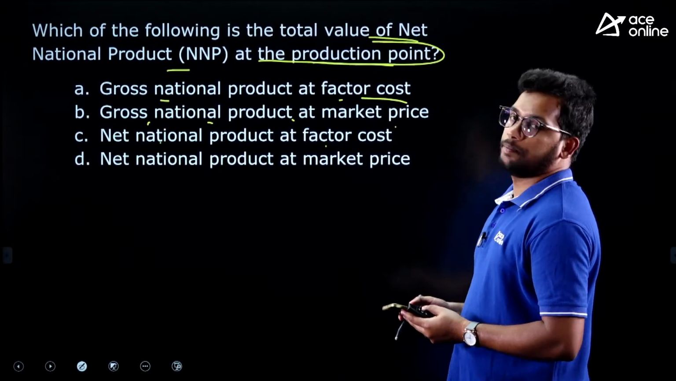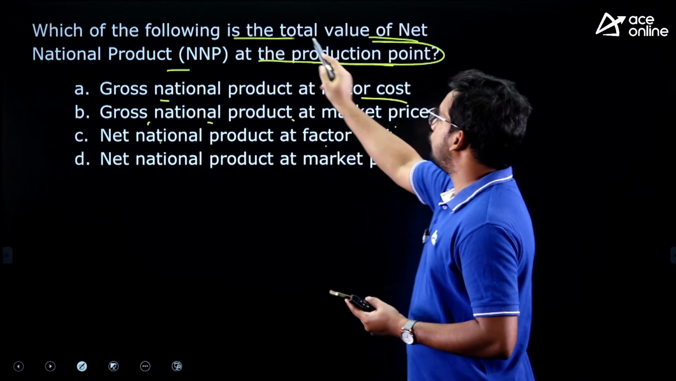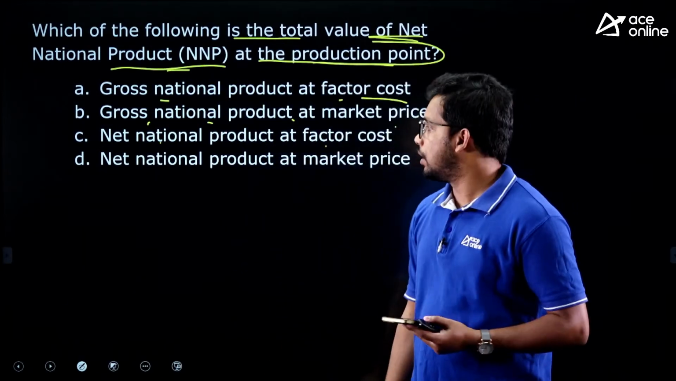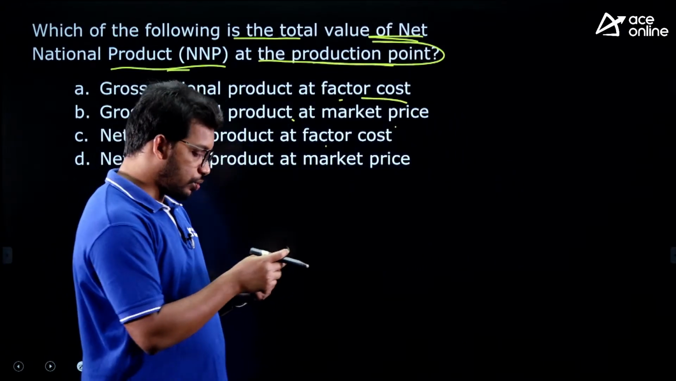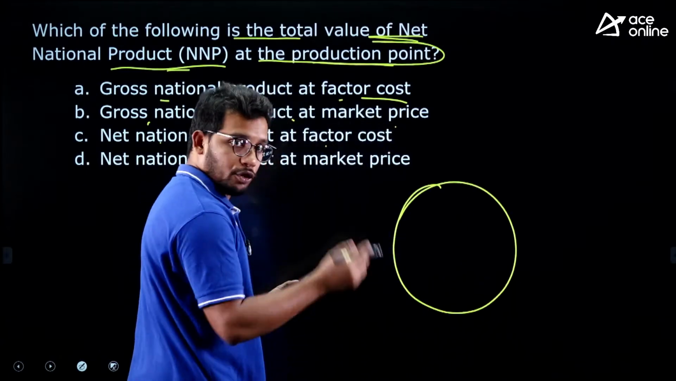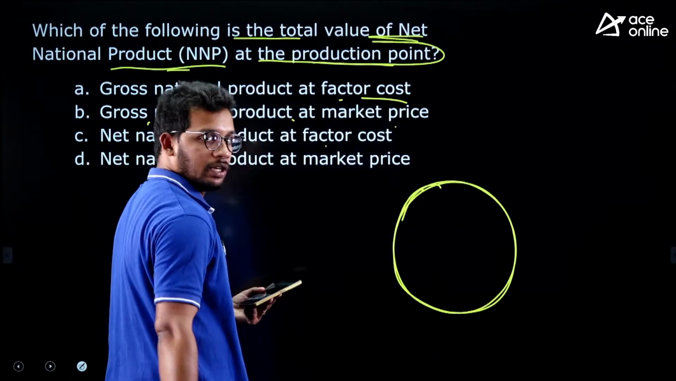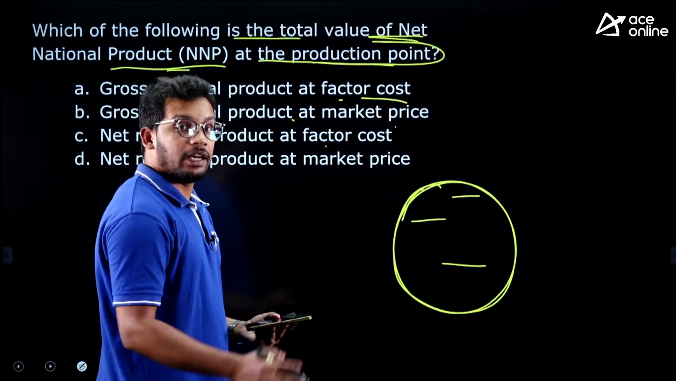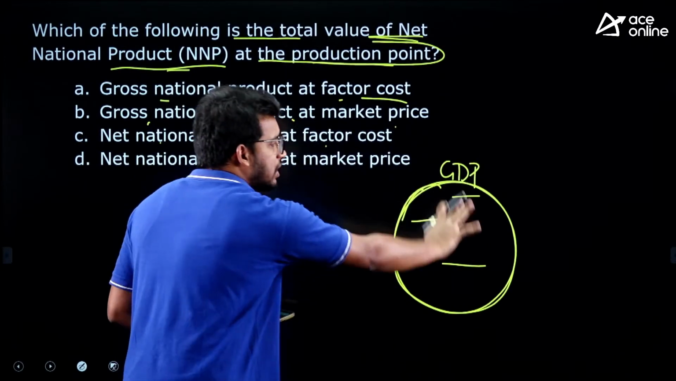Now check the question. They are asking which of the following is the total value of net national product. One more important thing to understand here, we have missed this. GDP, if you followed what we discussed earlier, is within our Indian boundaries. It can be Indian, USA, United Kingdom, any companies, but this is called the GDP. So all the individuals within the country.